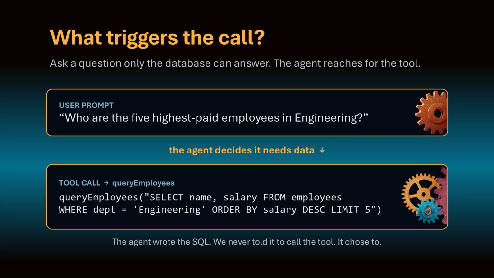So how does the agent actually decide to use it? Let's make it concrete. Say the user asks, who are the 5 highest paid employees in engineering? The model can't answer that from training. That's live data, sitting in the database. So it reaches for the tool. It calls query employees. And notice what it did. It wrote the SQL itself. A select against the employees table, filtered to engineering, ordered by salary, top 5.